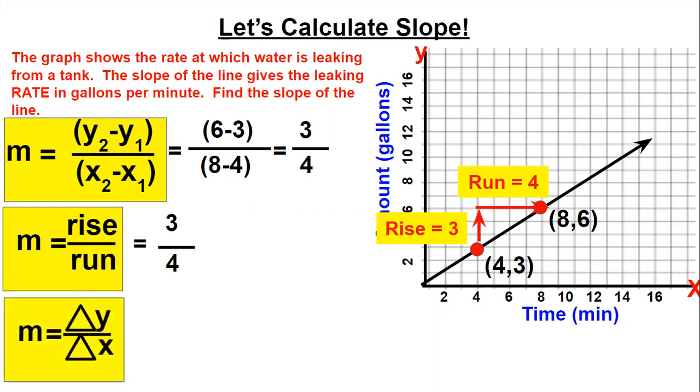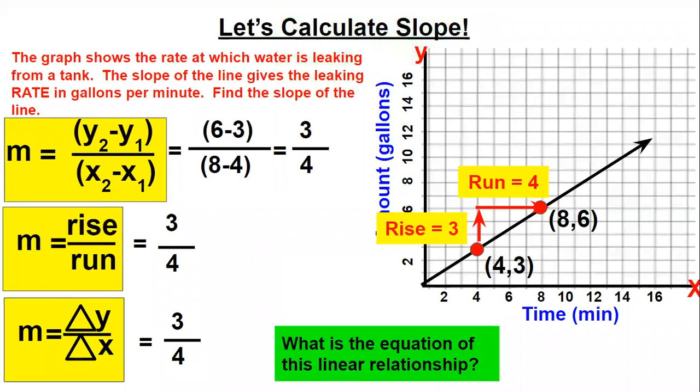You can also do the change in y over the change in x. The change in y is 3. The change in x is 4. So there you have it. And then, what is the equation for this linear relationship? Remember, it's y equals mx. And we're going to replace m with what we just calculated to be the slope, 3/4. So y equals 3/4 x.